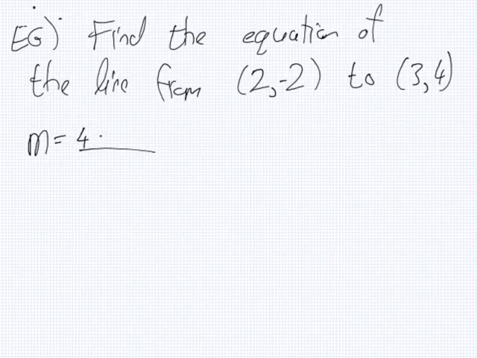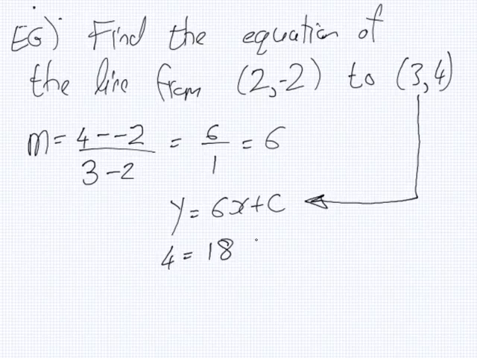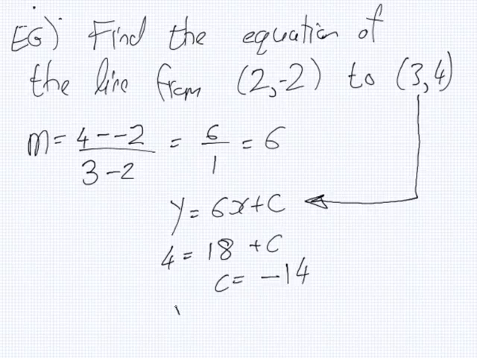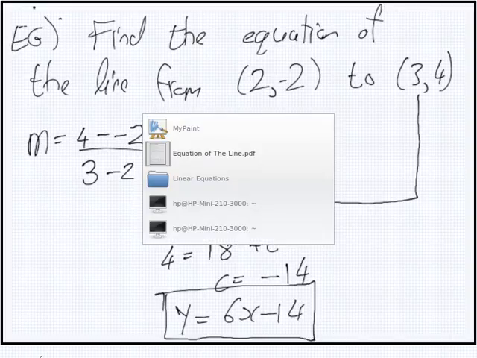Mohammed? Finished? Yes. Okay, so m equals what? 4 minus minus 2, yeah, over 3 minus 2. So this will be 6 over 1, so it's just 6. Yeah. So you have y equals 6x plus c. And I can put this point in. 4 equals 6 times 3 plus c. So c equals minus 14. So the answer is y equals 6x minus 14. This is the answer. Okay, you got this one? Yeah. All right.